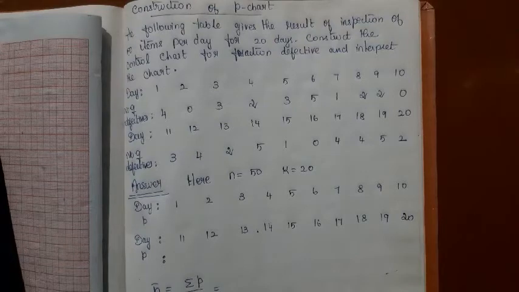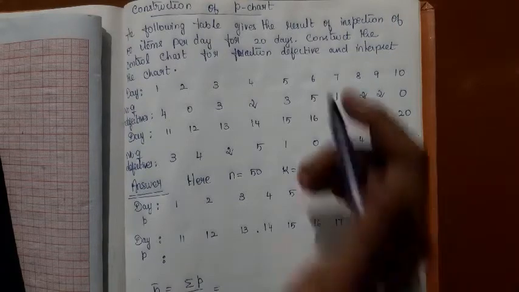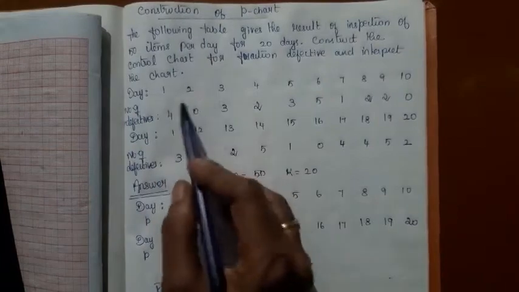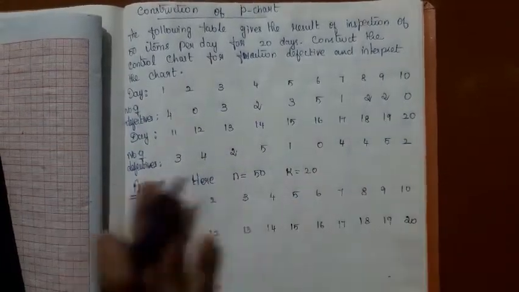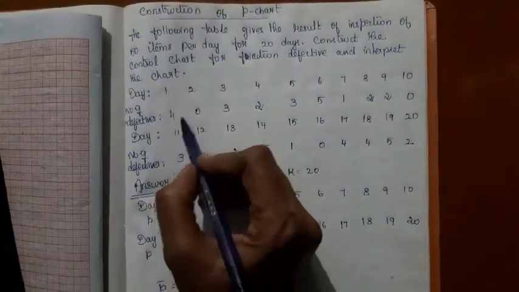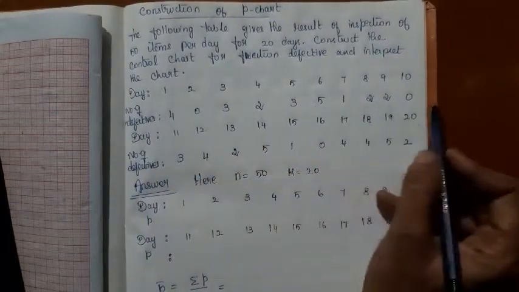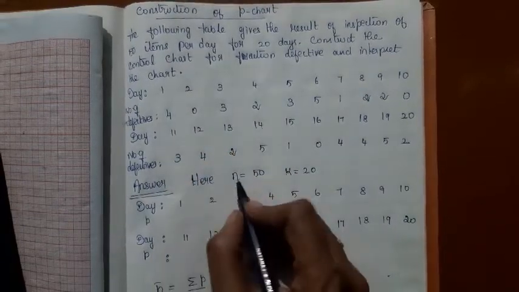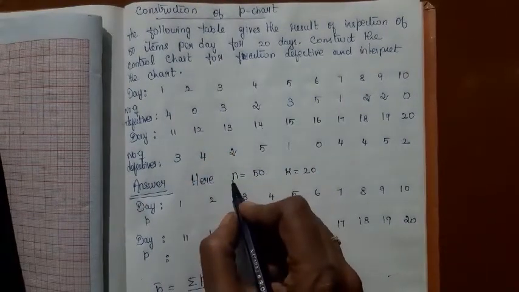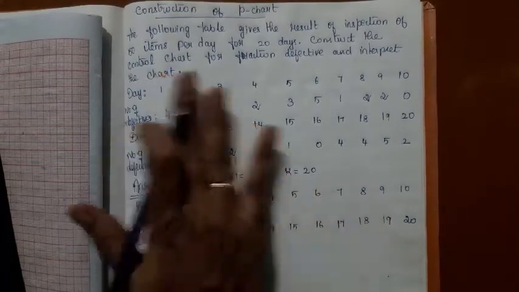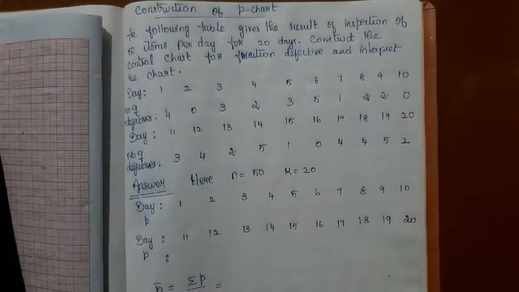Yes, we shall consider the problem of constructing a P chart. In this table, the result of inspection of 50 items per day is given for 20 days. The number of defectives out of 50 items is given for each day. So, here n is equal to 50, the sample size is 50, and k is equal to 20. The number of lots considered is 20.